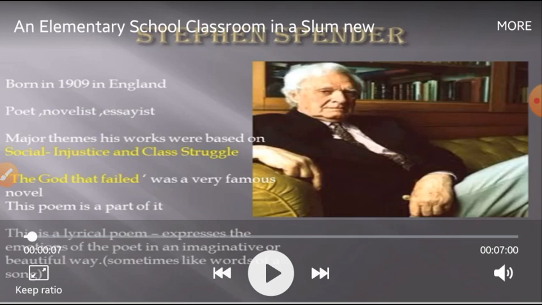So well, this is Stephen Spender before you, born in 1909 in England. So he is a British poet, novelist and essayist as well. Major themes in his works were based on social injustice and class struggle. So social injustice, class inequality, class struggle is also the theme of the poem that we are discussing here.